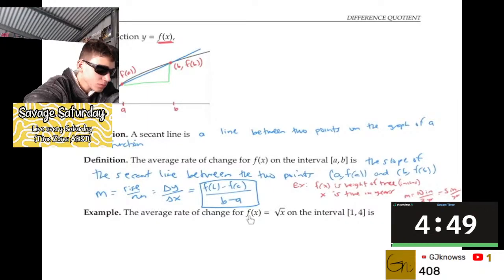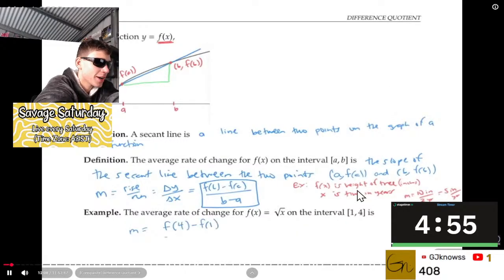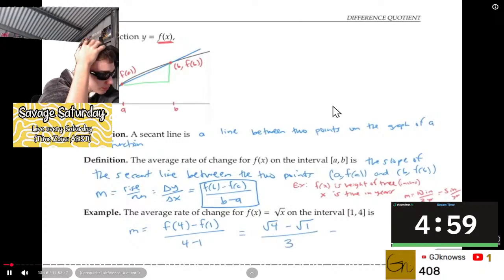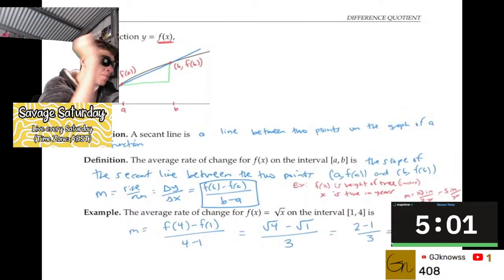Let's compute the average rate of change for the function f of x equals square root of x on the interval from 1 to 4. The average rate of change is f of 4 minus f of 1 over 4 minus 1. Well, f of 4 is the square root of 4, f of 1 is the square root of 1. So that's going to be 2 minus 1 over 3, or 1/3.